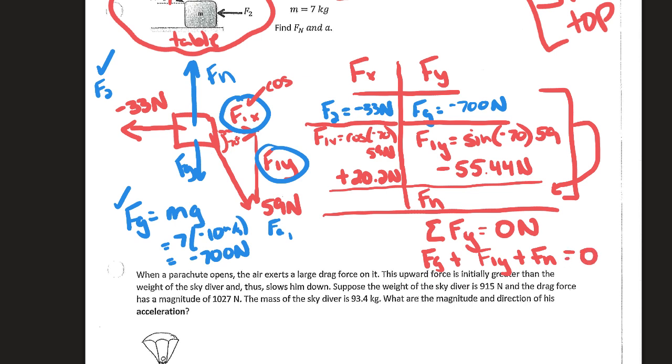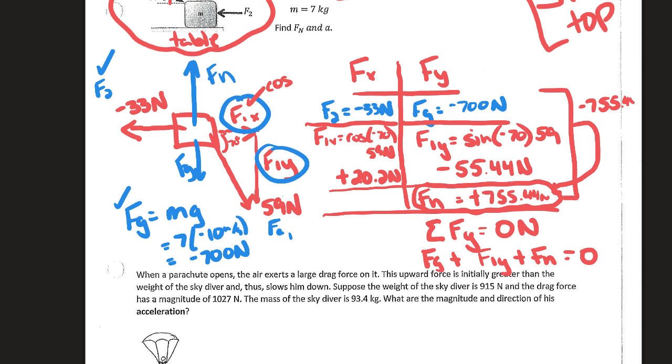If you plug in your gravity, negative 700, and you add to that the negative 55.44, that comes out to be negative 755.44. And the normal force, therefore, has to be positive 755.44. So we've just found our first unknown.